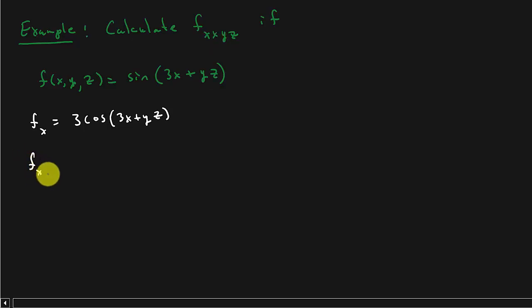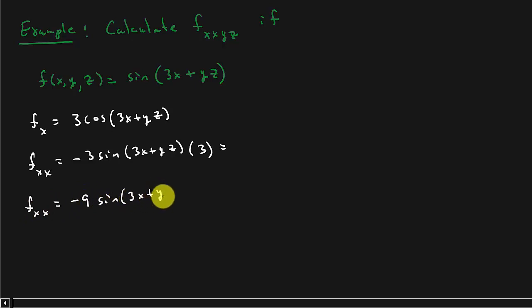And then we go to fxx. So we took the partial of this with respect to x and got this, and now we take the partial of this with respect to x. The derivative of cosine is negative sine, so that's negative 3 sine(3x + yz), and then times the derivative of what you're taking the cosine of, which is 3. And so this is going to give us negative 9. Well, let's write it down here. So fxx is equal to negative 9 sine(3x + yz).